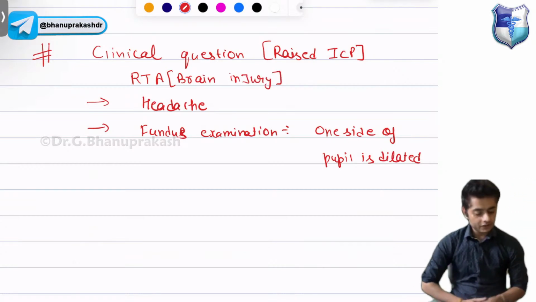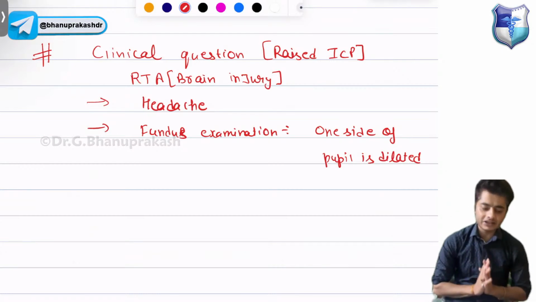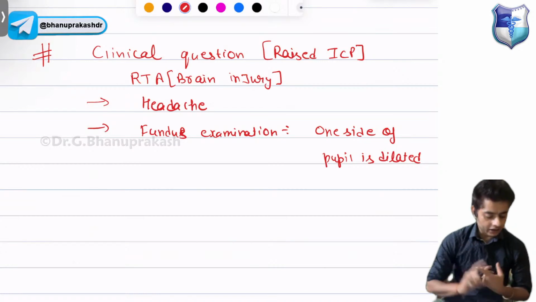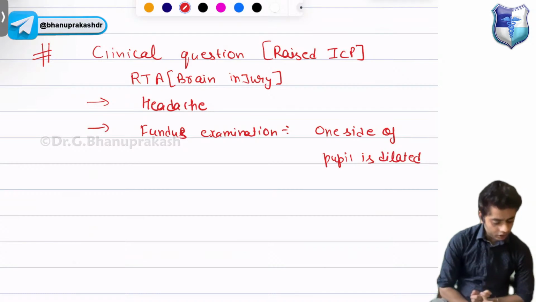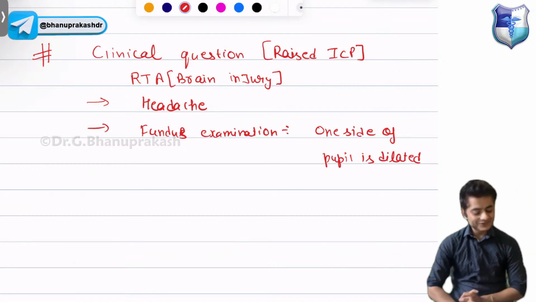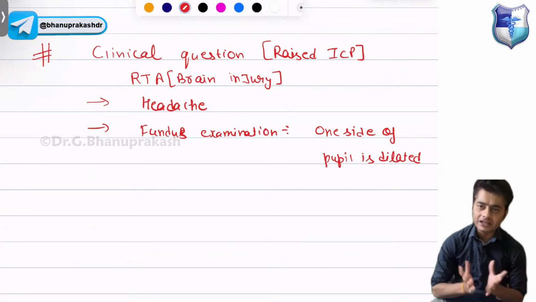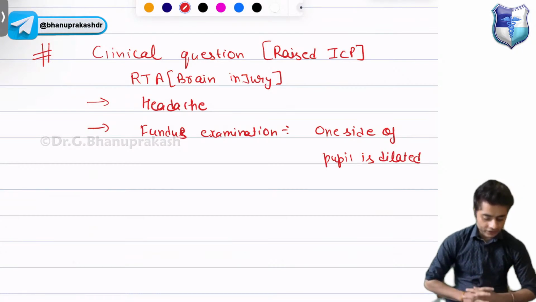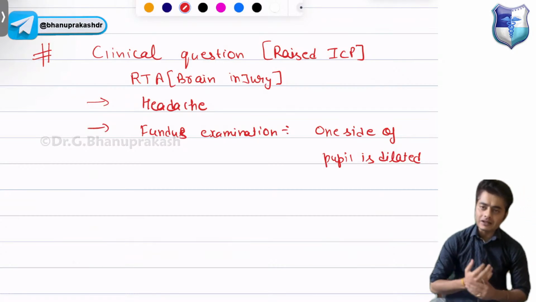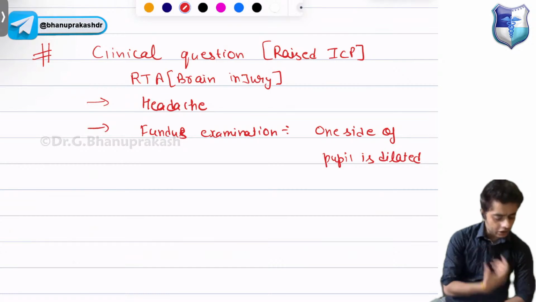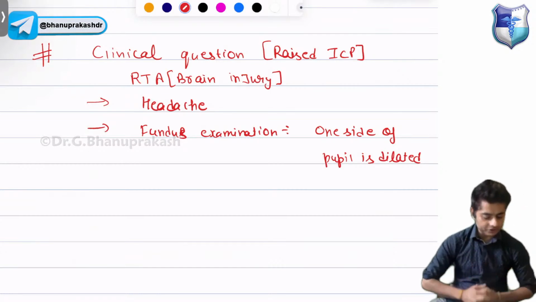Can anyone tell me how will you proceed with this patient? The patient has suffered a road traffic accident, has a brain injury, and presents to you in casualty with headache and anisocoria. On pupil examination, one side of the pupil is dilated. Now, how will you approach this patient further?